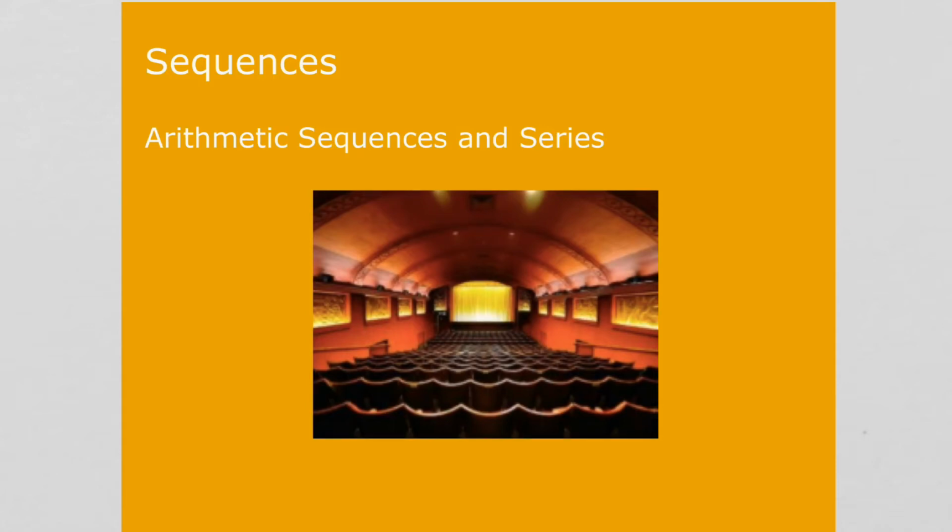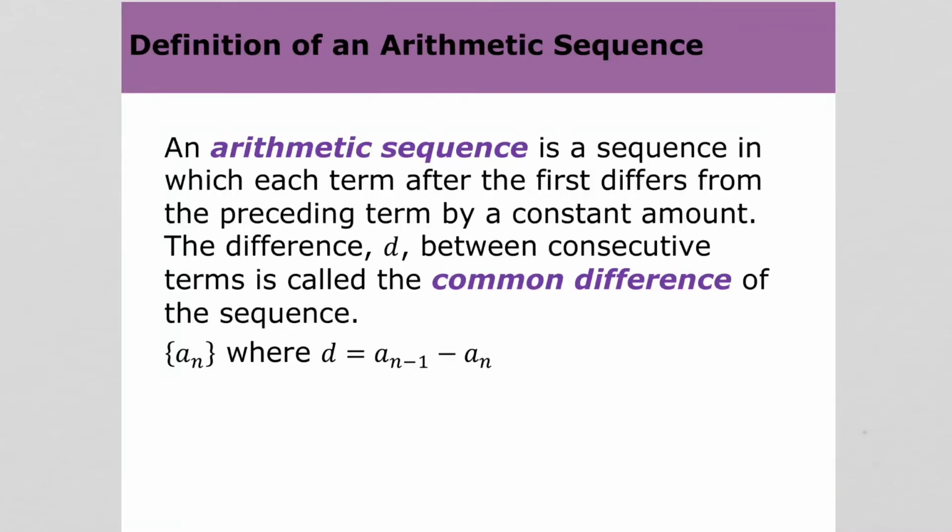Our second section on sequences is on arithmetic sequences and series. An arithmetic sequence is one in which each term after the first differs from the preceding term by a constant amount. Okay, that's the difference between arithmetic and geometric that we'll do next. The difference between consecutive terms is called the common difference.